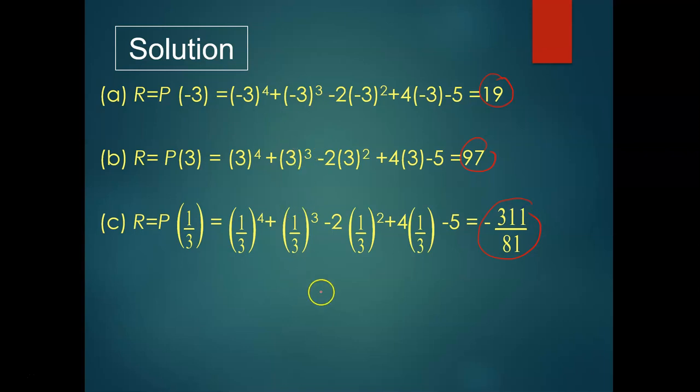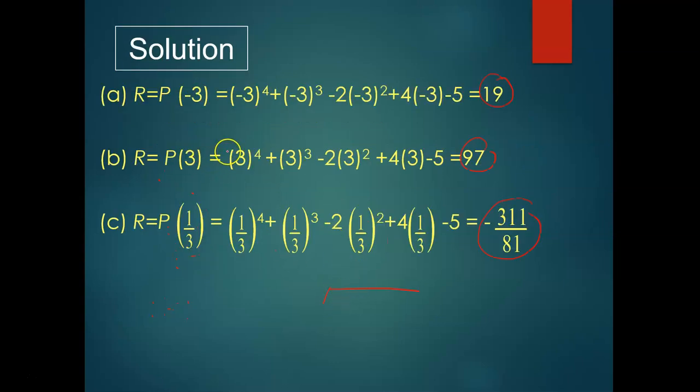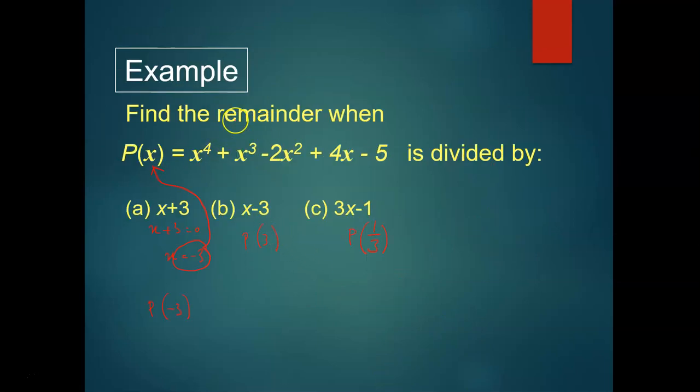If you didn't use this formula, then you have to do long division. For example, the first one, p(x) divided by x plus 3. Find the quotient, then continue until you get the remainder down here. So you can choose. If the question is asking you to use the remainder theorem, then you have to use this formula, just substitute the value.